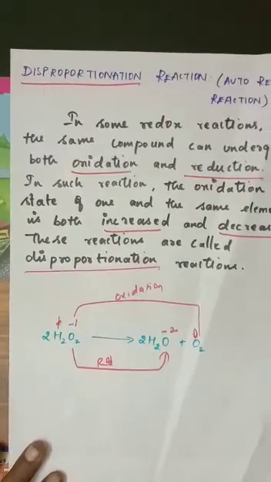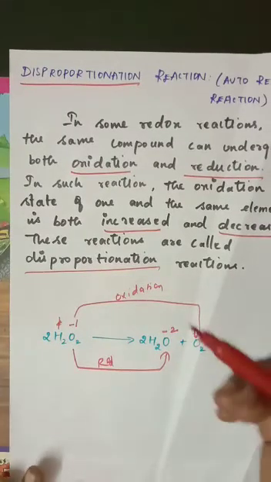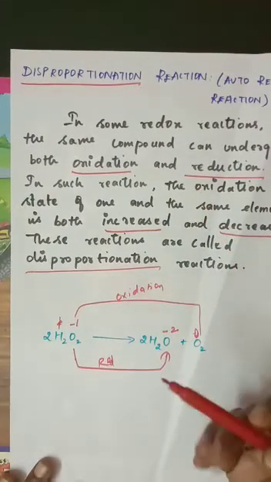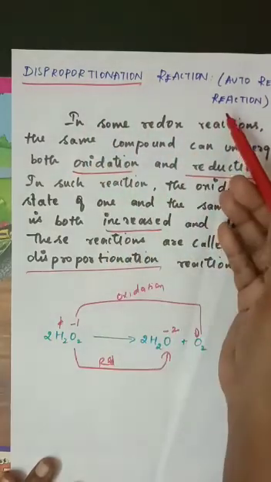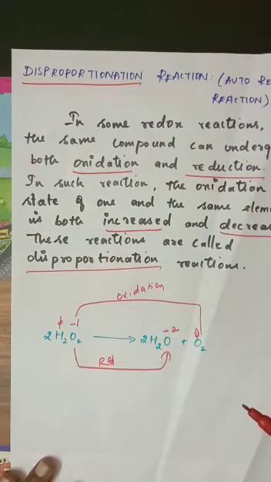So in this lesson we saw the types of reactions: combination reaction, decomposition reaction, displacement reaction, metal displacement reaction, disproportionation reaction, and then competitive electron transfer reaction.